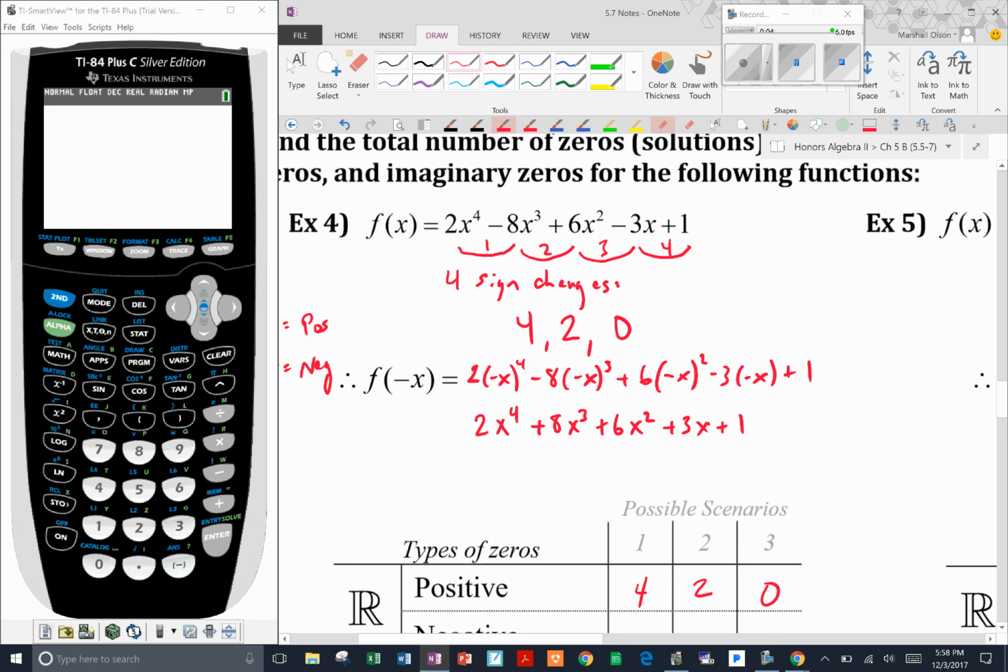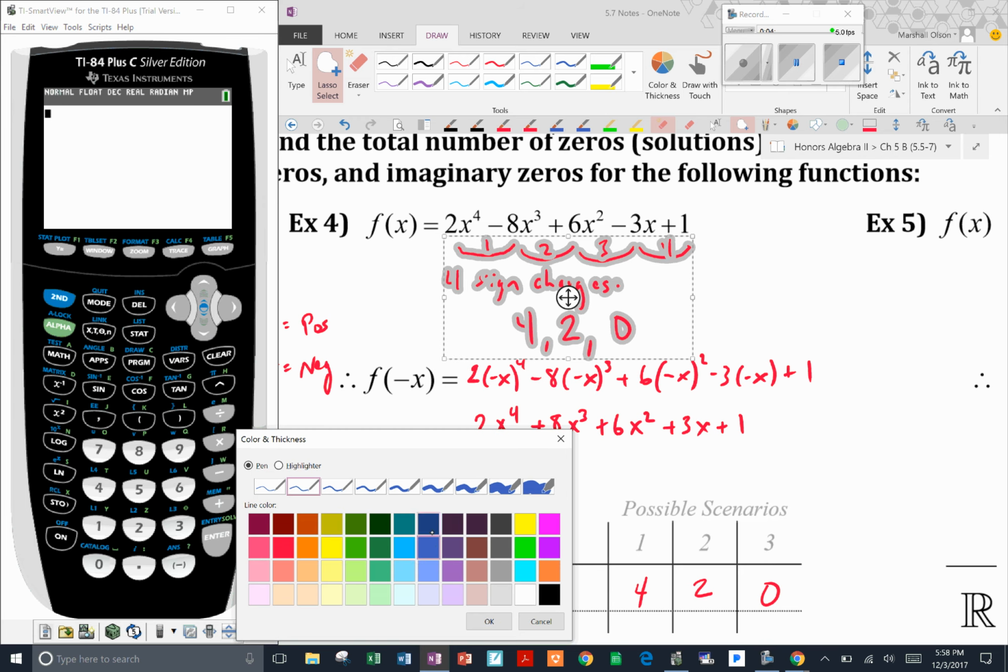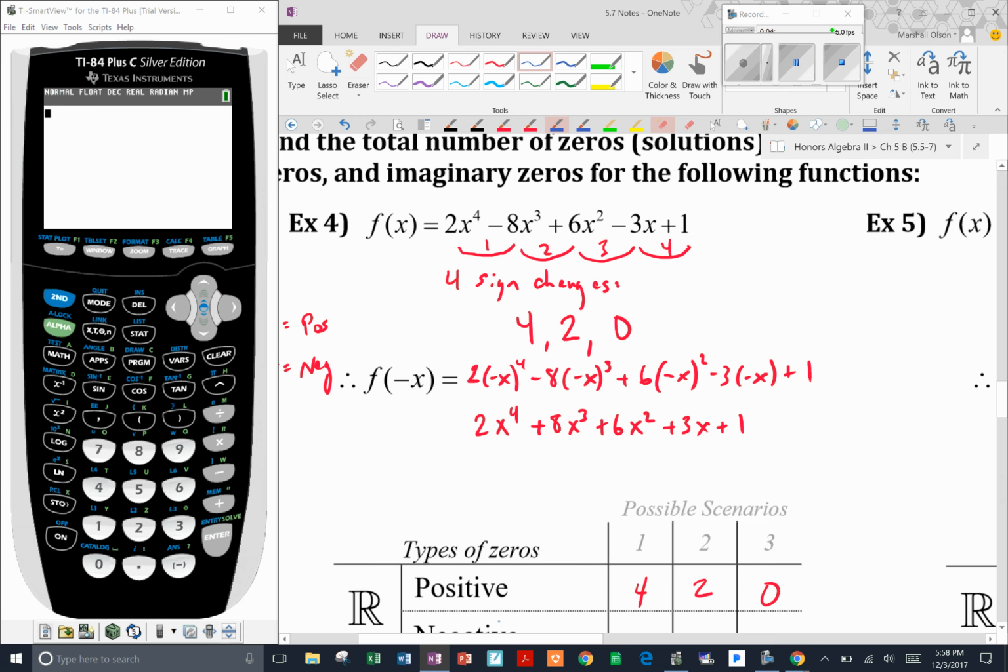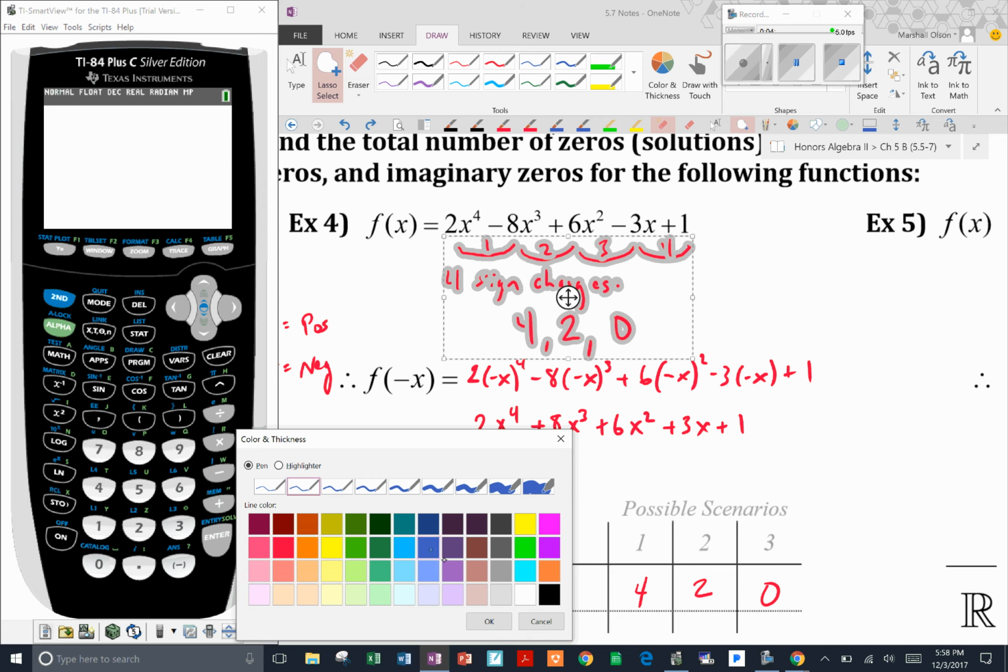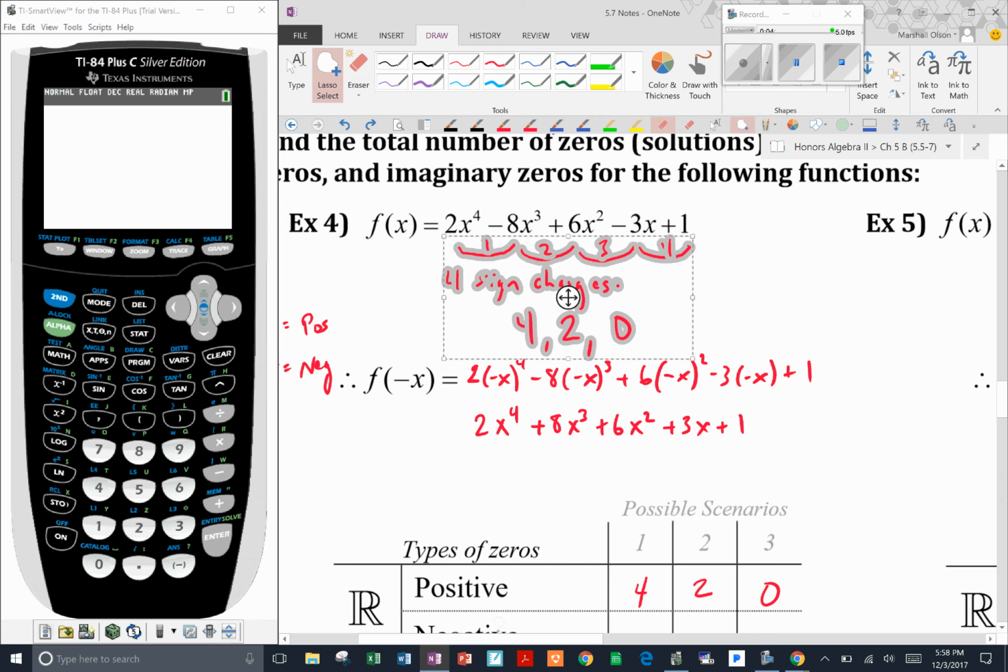Okay, and now what we do is we count the number of sign changes here. Well, we have all positive values here, so there's 0 sign changes. 0 sign changes means that we have no negative zeros.